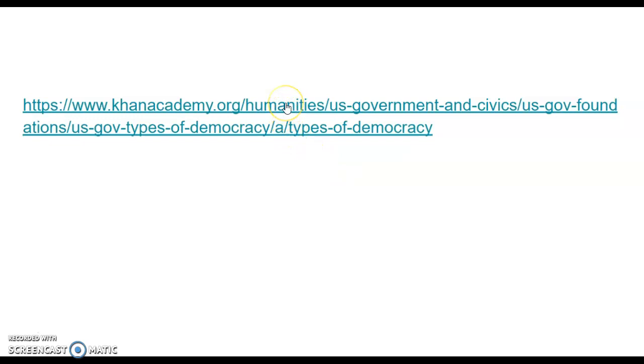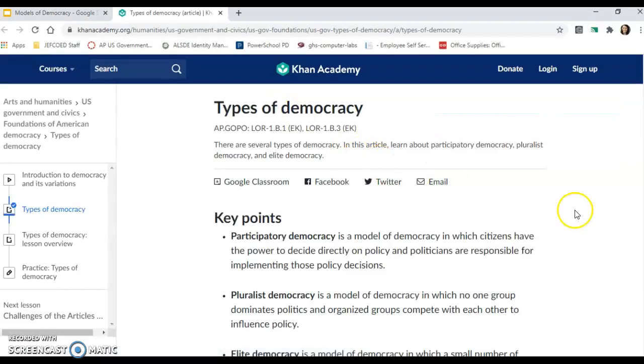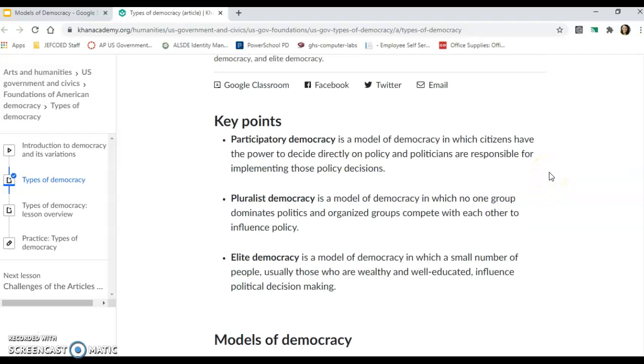All right, I'm going to take you now to a Khan Academy site. Here they have defined each model of democracy. These should look familiar because the bottom two were in your textbook in Chapter 1. The first one we're going to talk about is participatory democracy. It's a model of democracy in which citizens have the power to decide directly on policy and politicians are responsible for implementing those policy decisions. And so basically this is saying that every person has a direct impact on the government and the decisions that are made by the government.